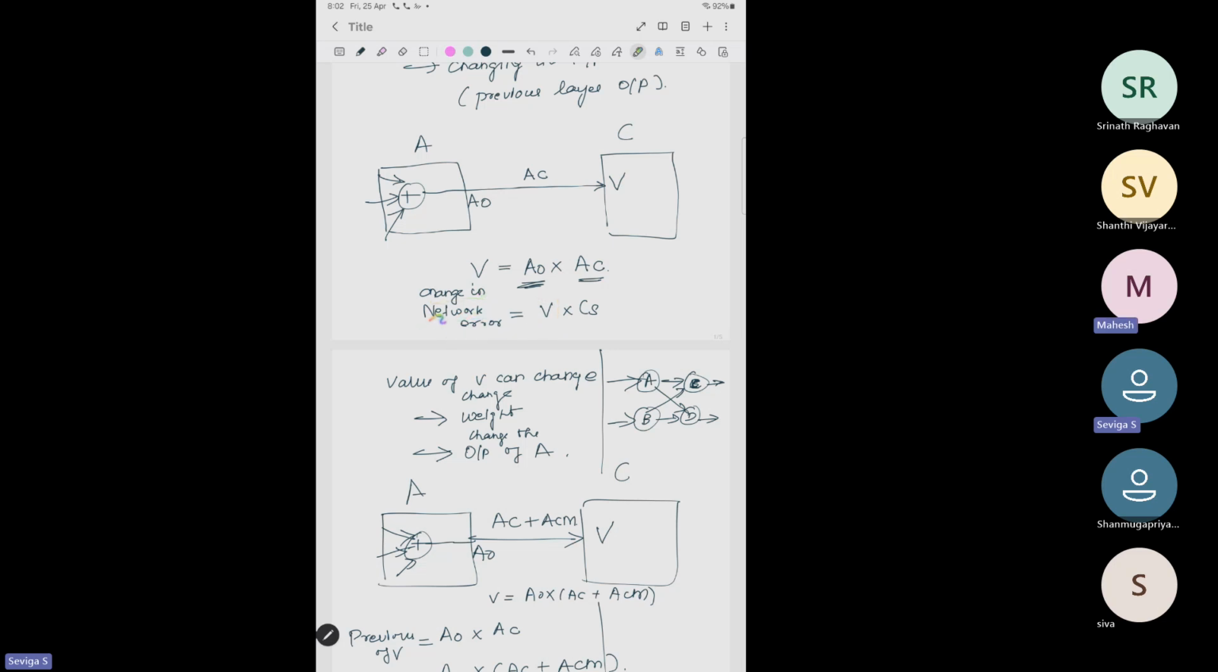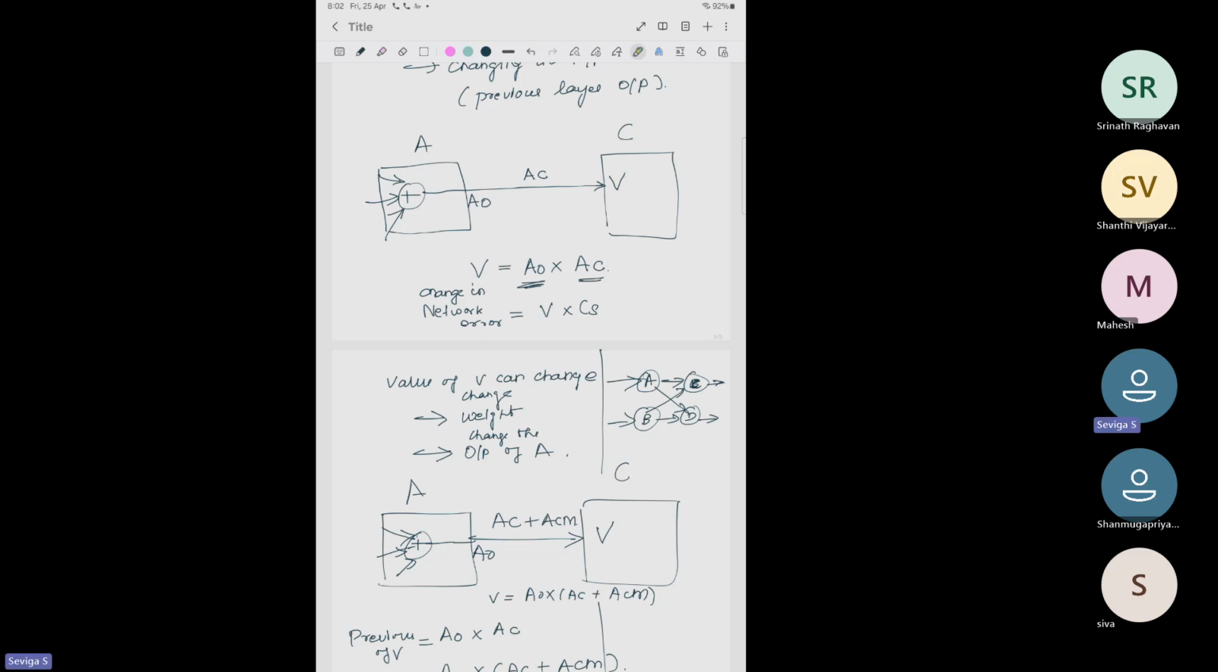So this P is the change in the output of C. So we can bring the change in the output of V only by adding a component to the weight. Am I right, ma'am? Yes, by adding a component. We can also bring change by changing the inputs, input in the sense of A naught.